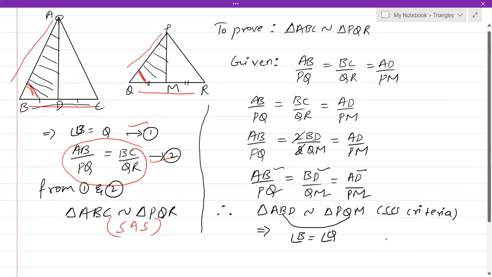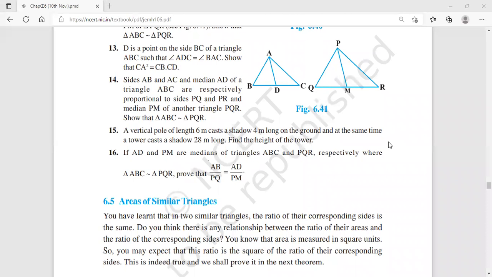Okay, students, let's get into the next problem. Okay, students, let's continue with the next question. Let's take question number 15.